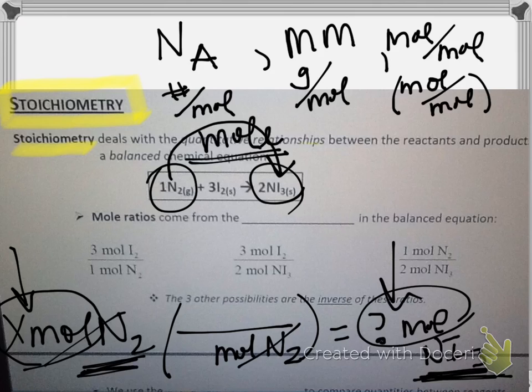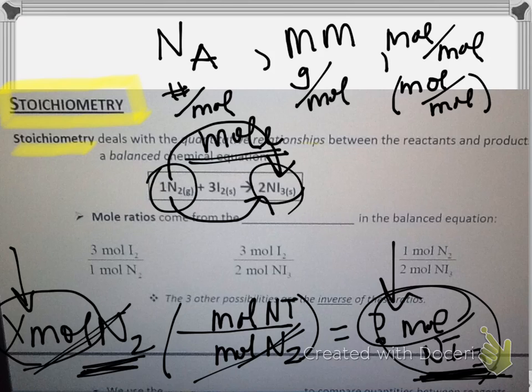And you're going to have to convert to moles of the new compound. So here we want to convert from nitrogen to nitrogen triiodide. So my mole to mole ratio will have nitrogen on the bottom, and it will have my new compound that I want to convert to on top. The numbers that go in front are the coefficients of the balanced chemical equation.